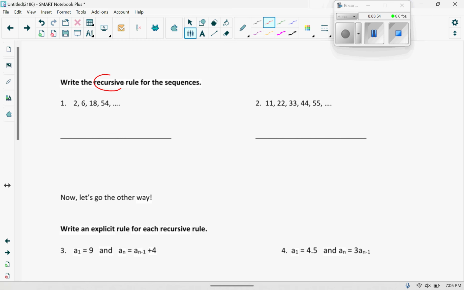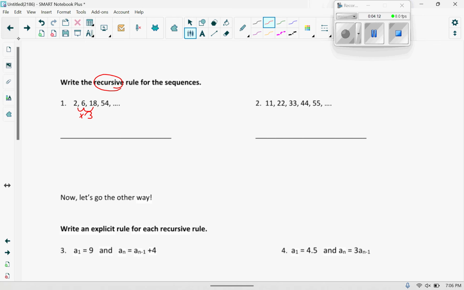Okay, write a recursive rule for the sequence. First of all, it doesn't tell me if I'm adding, subtracting, multiplying, or dividing. So the first thing is to find the pattern. Let's see, I'm either adding 4 or I'm multiplying by 3. It looks like on this one, I'm multiplying by 3.